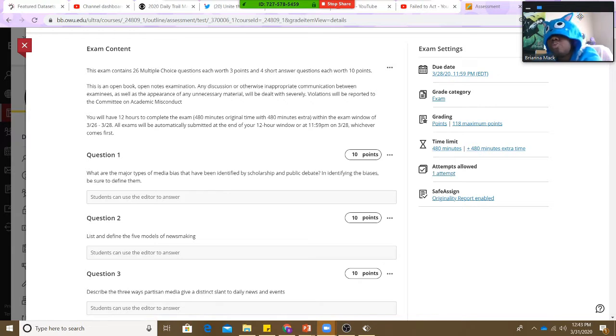Number 2, list and define the 5 models of newsmaking. So this was from very, very early in the semester. The 5 models of newsmaking. Number 1 is the mirror model. News is and should be a reflection of reality. 2, professional model. News is conducted by professionals who put together a balanced and interesting collage of events.